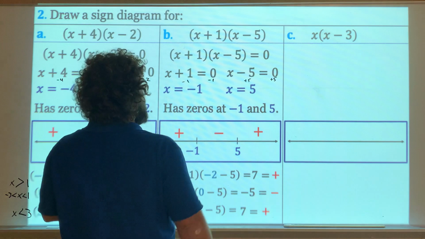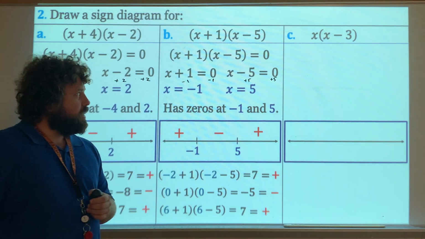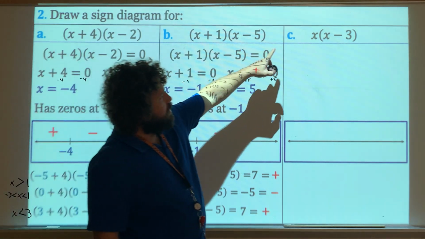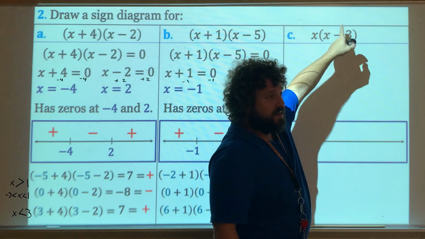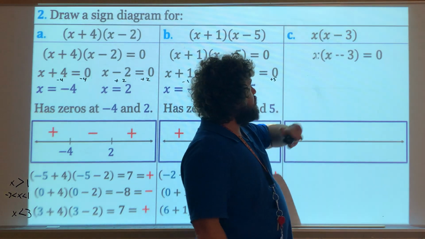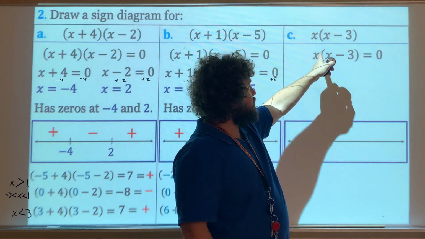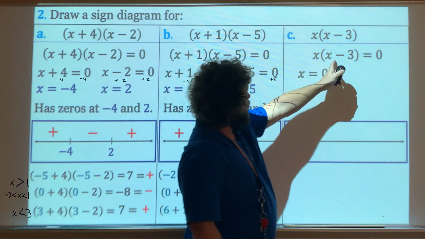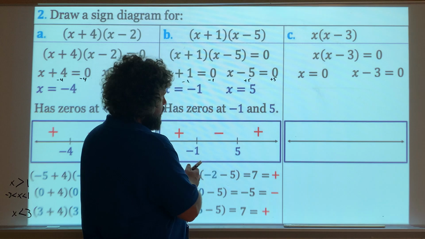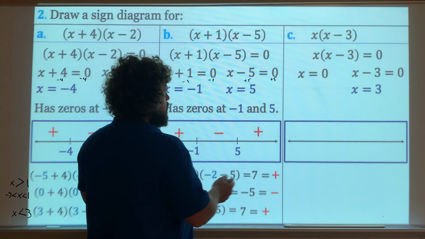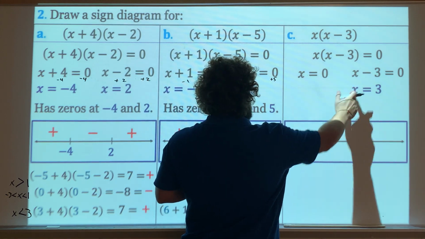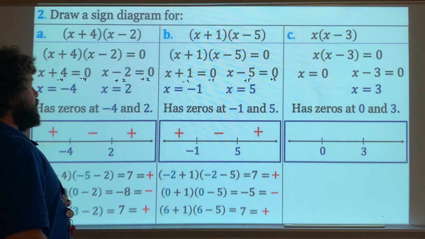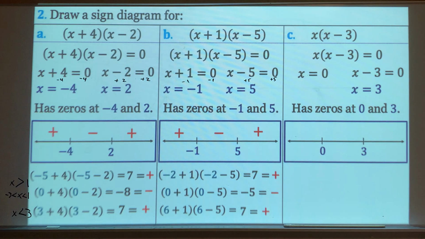All right. X times x minus 3. You have to set anything that is a variable equal to 0. So you still have to set the x equal to 0. This is actually x equals 0. And that right there is your answer. And then x minus 3 equals 0. So, x equals 0, x equals 3, those are both my zeros. Okay?